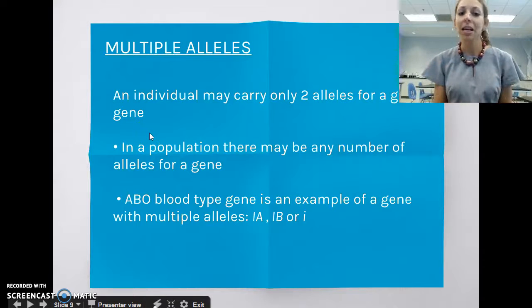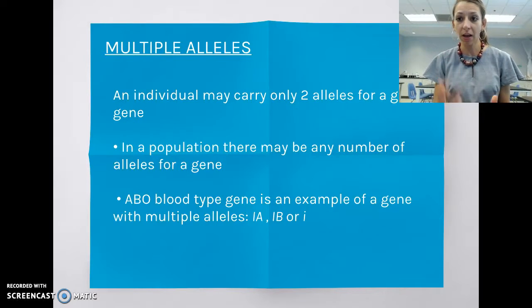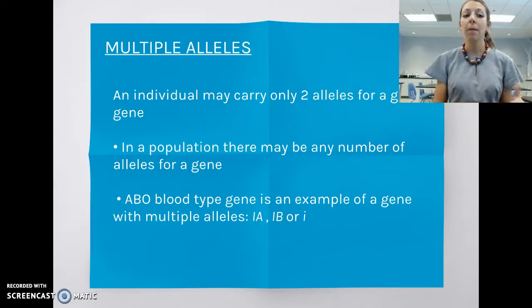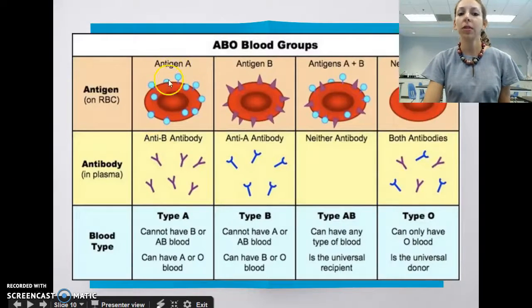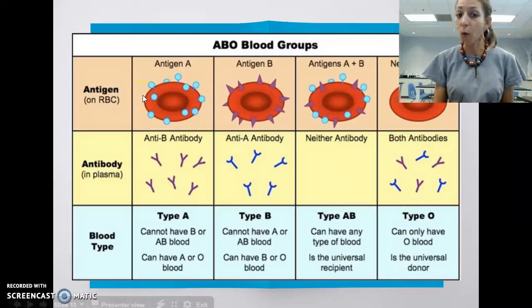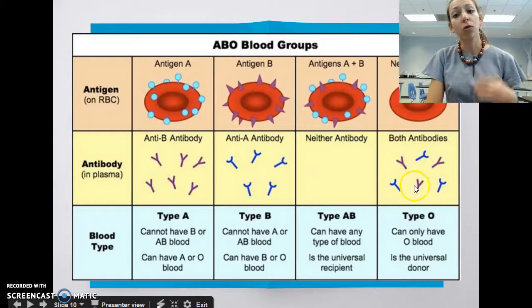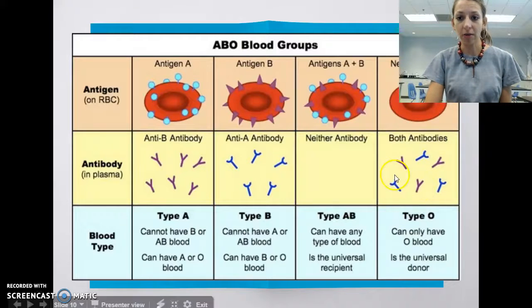All right, multiple alleles. An individual may only carry two alleles for a given gene, so you only have two copies of every gene, but in a population there may be any number of alleles for that gene. So for example, the ABO blood type gene is an example of a gene with multiple alleles. So our three alleles that we can have are big IA, big IB, or little i, and whatever combination of that you have will determine your blood type. So someone who is type A blood will have big IA, big IA, or big IA, little i. And that little i is going to be representative of the type O trait. And in order to have the type O trait, you need two copies of that because it is recessive. Now I have a whole video on blood types if you want to get into this a little further and how those are inherited. So be sure to check that out if you would like.